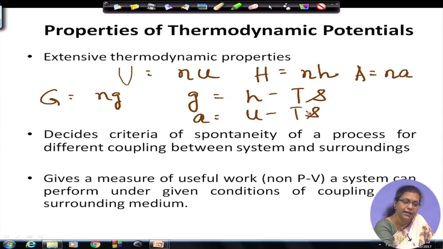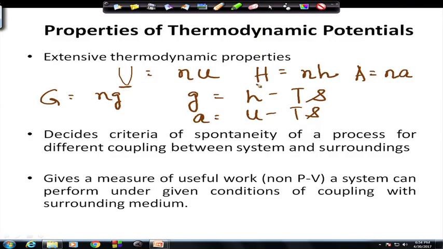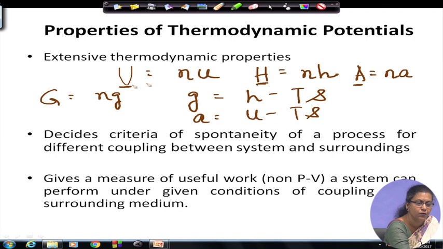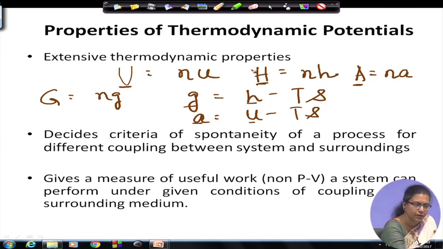Now, here I would very categorically like to mention something which you should be remembering throughout the entire course of phase equilibrium thermodynamics. Since we are dealing with a large number of properties here, all total properties will be defined in terms of capital letters, and all molar properties will be defined in terms of small case letters. We would be maintaining this nomenclature throughout this course on phase equilibrium thermodynamics. So, coming back to the properties of thermodynamic potentials, all of them are extensive thermodynamic properties.